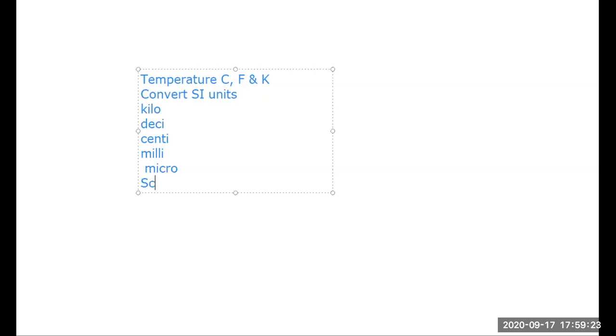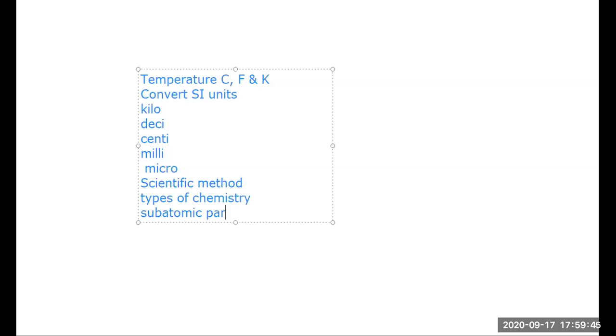We talked about some basic stuff. We talked about the scientific method to some degree and some basic types of chemistry, some conceptual stuff there. We talked about subatomic particles. That was actually part of tonight's homework. The idea that protons, neutrons, electrons. Obviously, the protons and the neutrons are in the nucleus. Electrons orbit around the outside.